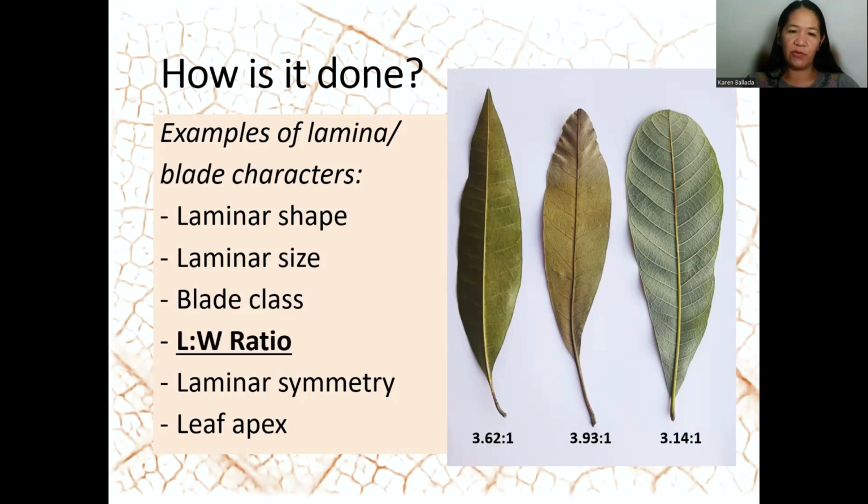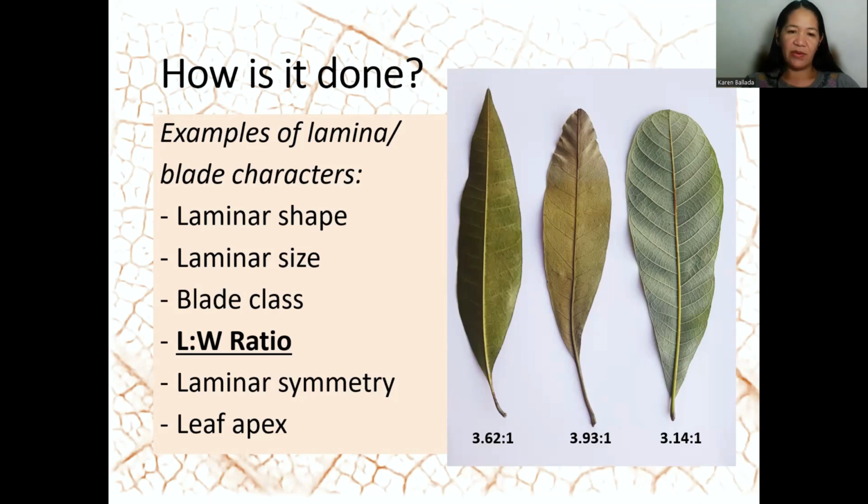Then we also have the length width ratio. So the length width ratio is simply the ratio of the laminar length to maximum width perpendicular to the mid-vein axis. The mid-vein axis is the major vein that you can see there at the middle of the leaf. So my preliminary measurements in my specimen in these three kinds of leaves, I was able to get the values there of the length to width ratio: 3.62 is to 1, 3.93 is to 1, and then 3.14 is to 1. So this simply shows that my leaves are quite long. In terms of the ratio between the width and the length, my leaves are long.